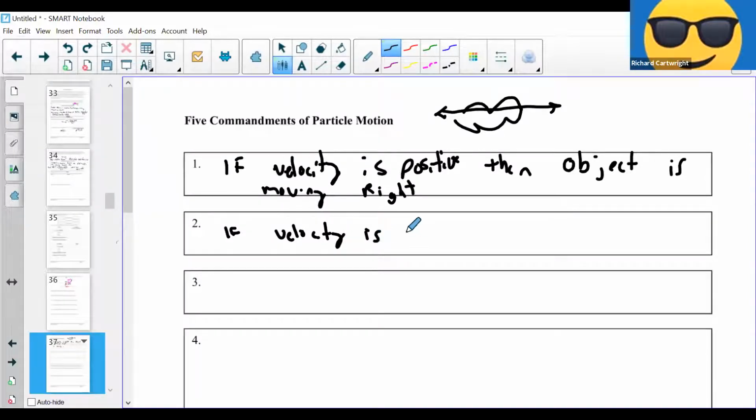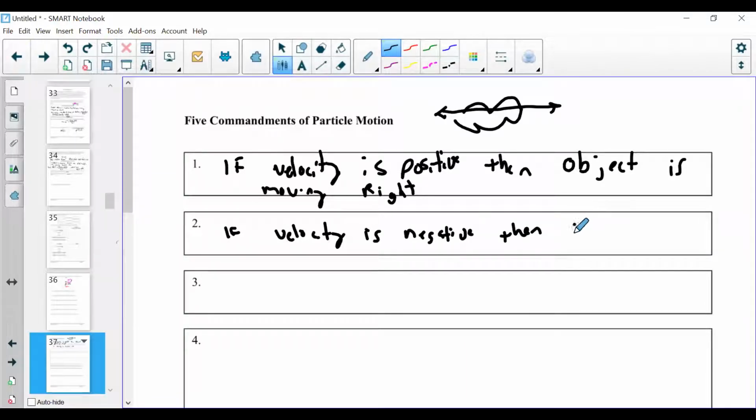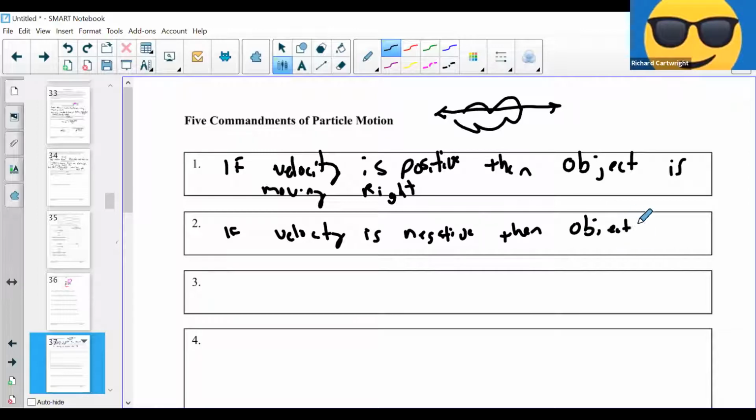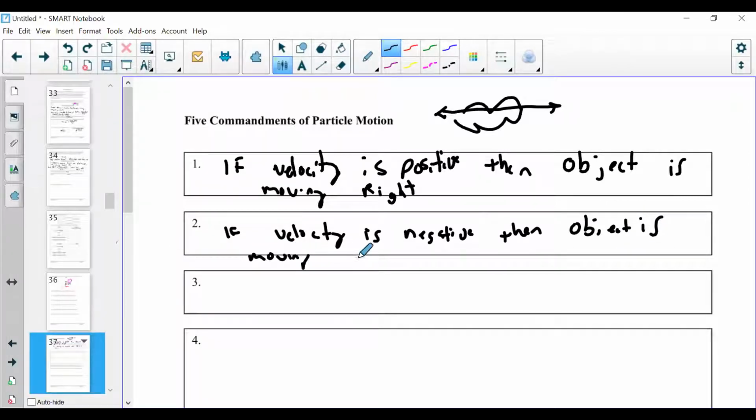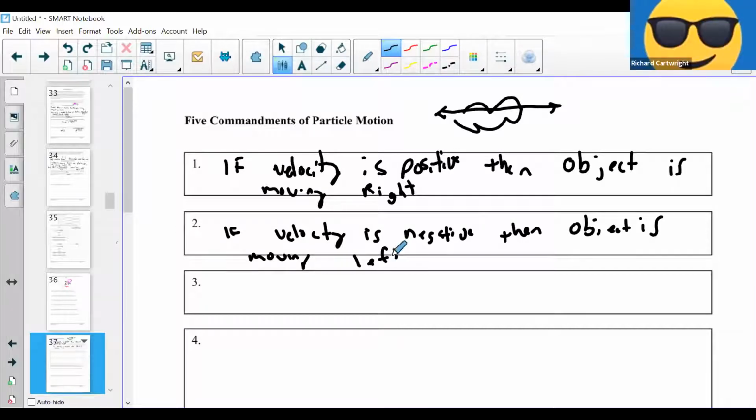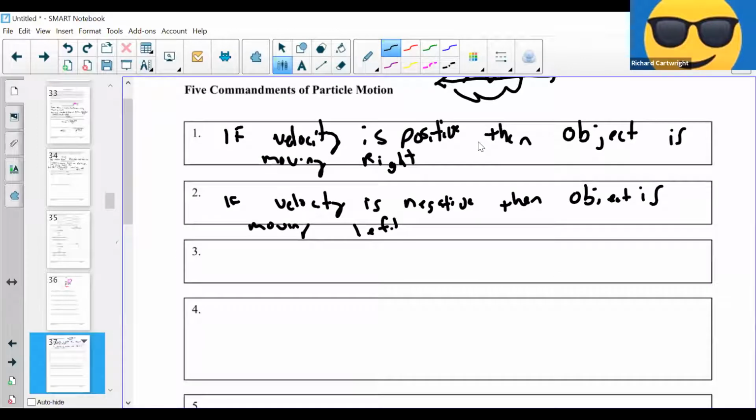If velocity is negative, anybody there? Yes, sir. It's moving left. Thank you. The object is moving left. It also applies up and down as well. If you're in two dimensions and you're going up, well, if it's positive, it's increasing on the way up. It's not going straight up necessarily.